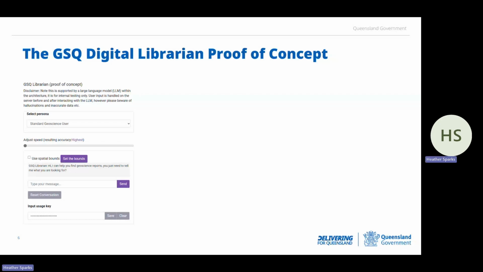So basically, it's a very simple interface. It's sitting over the top of about 3,000 critical mineral industry reports. You can select a persona. I think you can see that pretty well there. A standard geoscience user. You can be an exploration geologist. You can be a student. You can't be a supervisor at the moment, but if you send me enough emails, maybe we can get that included. And you can also select a geographic area.